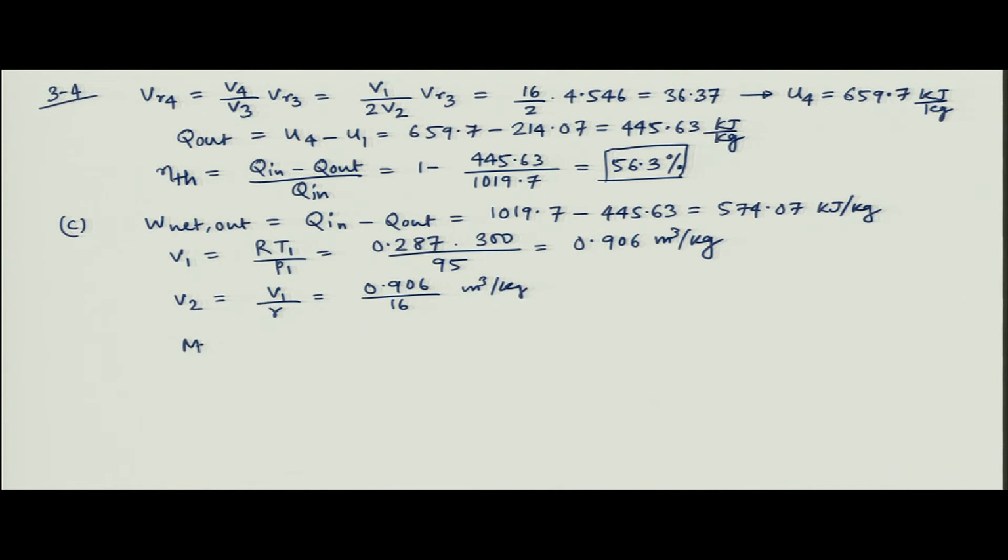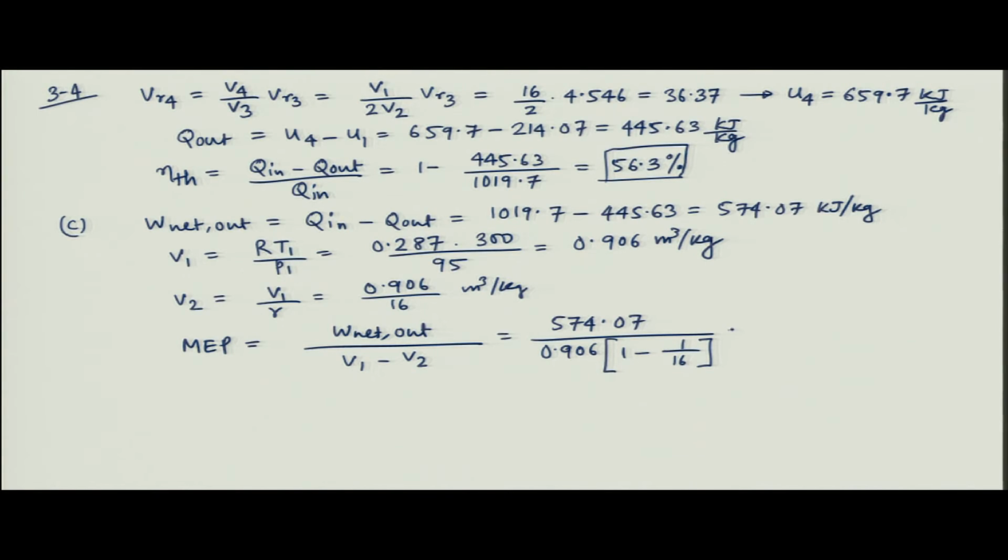Now, we can find what is the mean effective pressure. So, mean effective pressure is the net work output of the cycle divided by V1 minus V2. Okay. So, I can write it as 574.07 divided by V1, which is 0.906, minus V2, which is 1 over 16 times 0.906. So, finally, you will get this as 675.9 kilopascal. So, that is the third part of this problem.